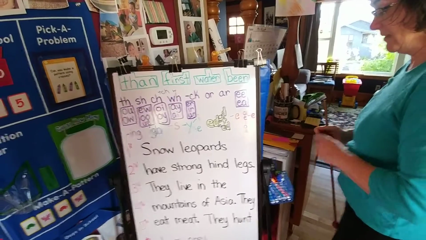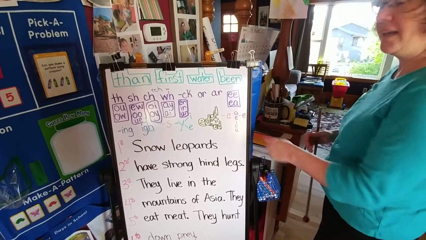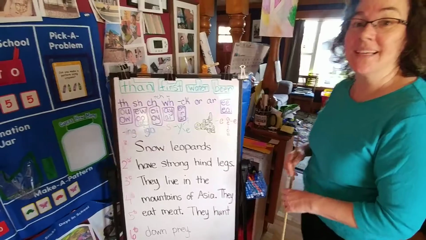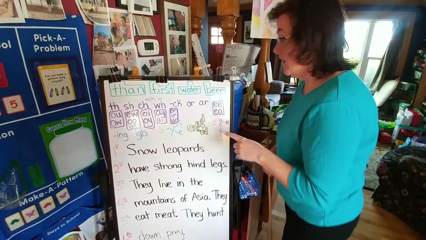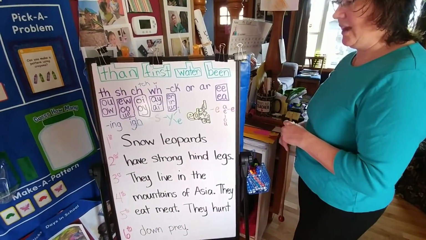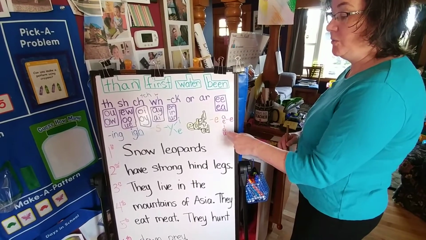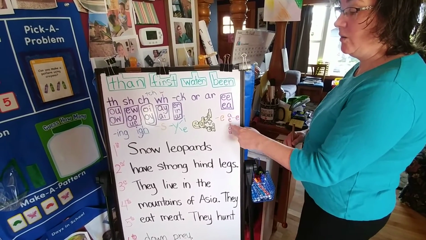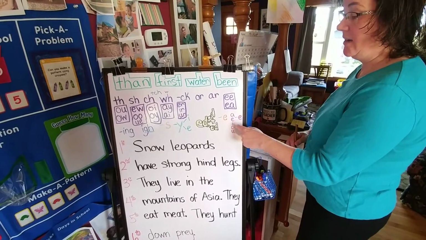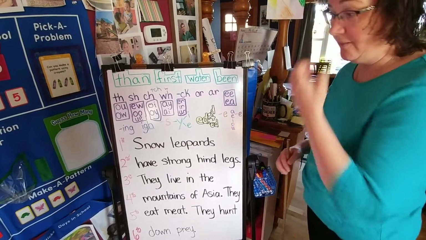Wonky E just shows up and does nothing. But a silent E makes the middle vowel say its name. Say my name, and the E is silent. So let's do the names of the alphabet, the vowels. Let's do them together. A, E, I, O, U, A, E, I, O, U, A, E, I, O, U. These are the vowels of the alphabet.